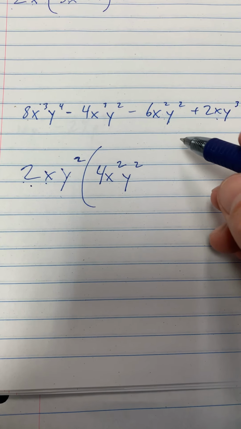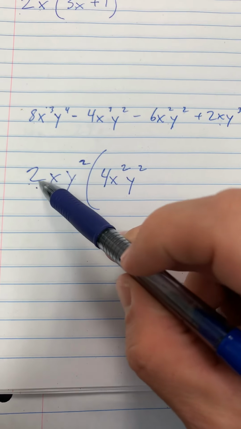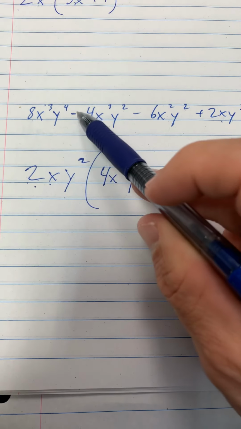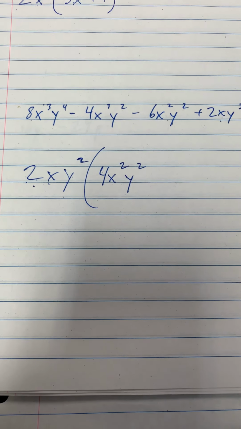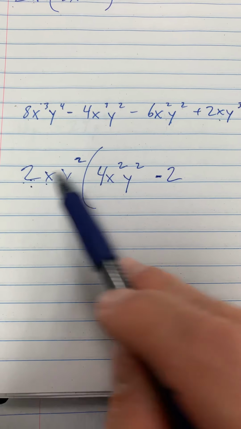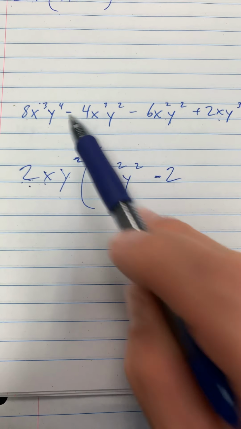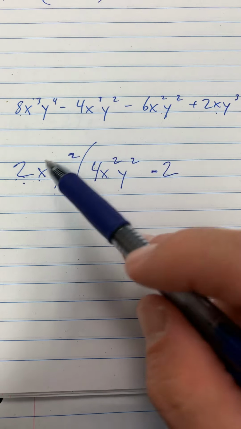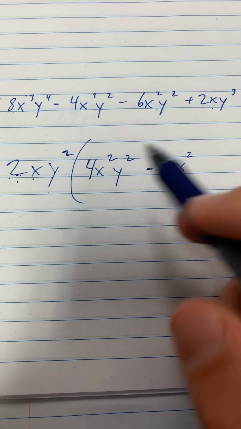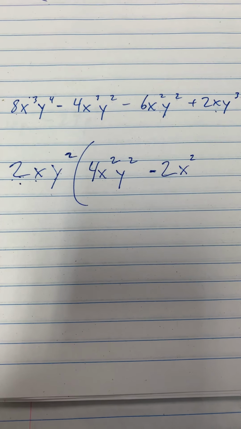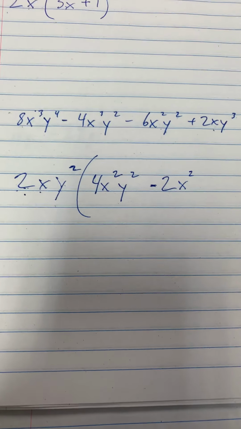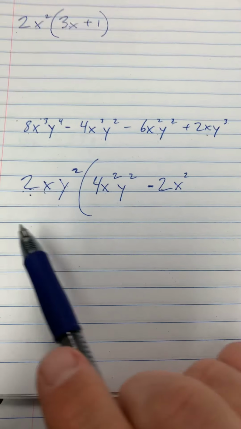Now, 2xy squared times what gives me negative 4x cubed y squared? Well, it's going to be negative 2, so that 2 times negative 2 gives me my negative 4. And then x times what gives me x cubed? Well, x squared. y squared times what gives me y squared? We don't have to multiply anything, it would be 1, so we can just leave it like that.